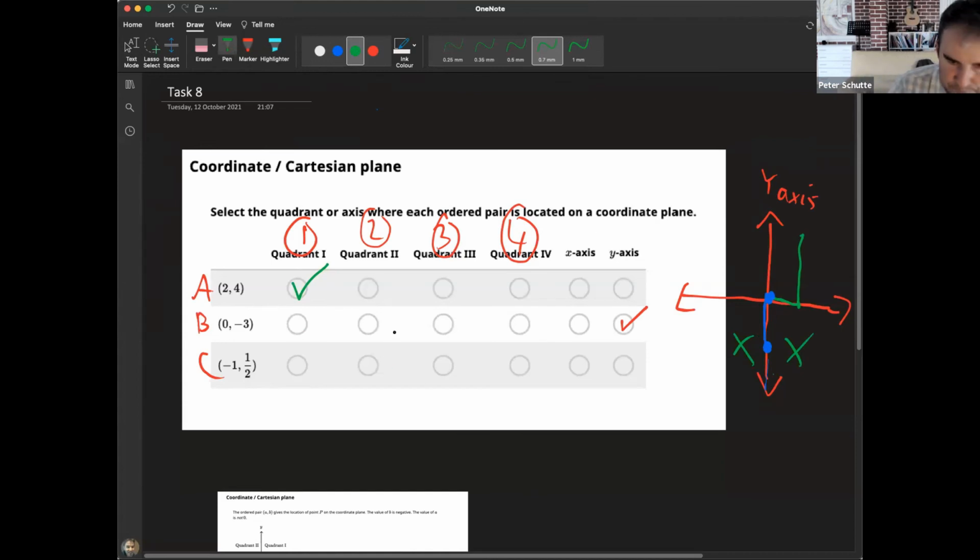Okay, for C, let's try and do C. So actually the sneaky thing we need to watch out for is that when there's a 0, it's probably going to be falling on the axis. It's kind of what we can learn from this.